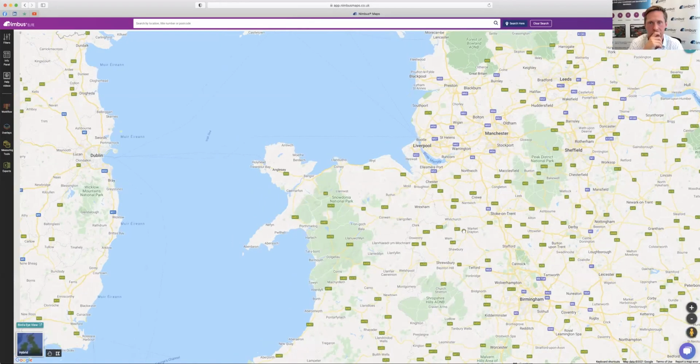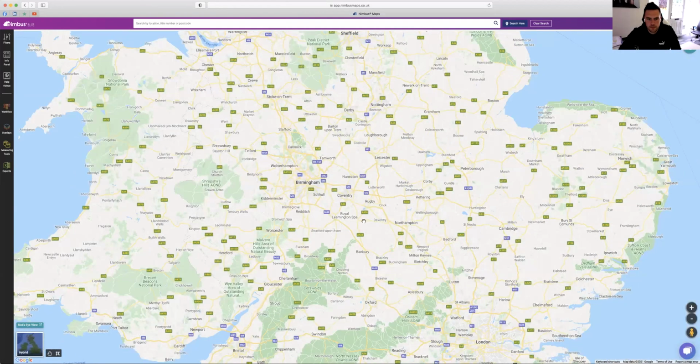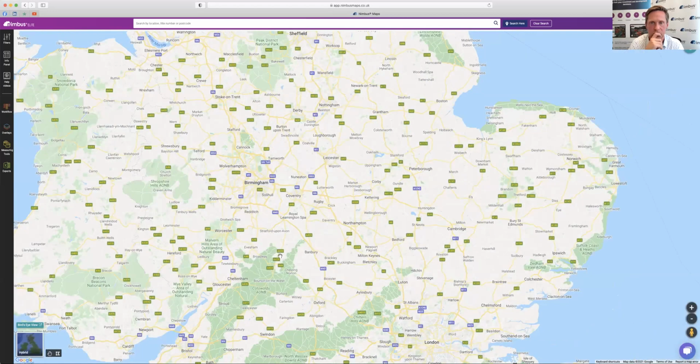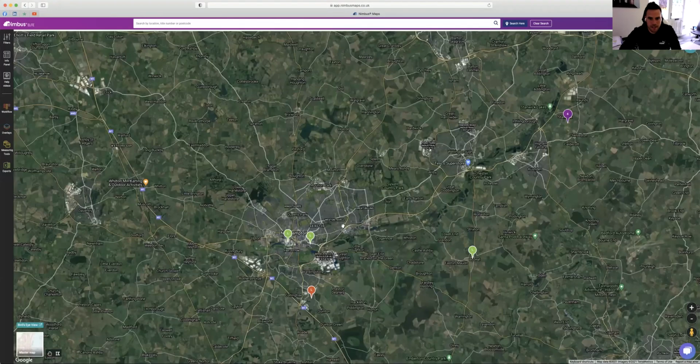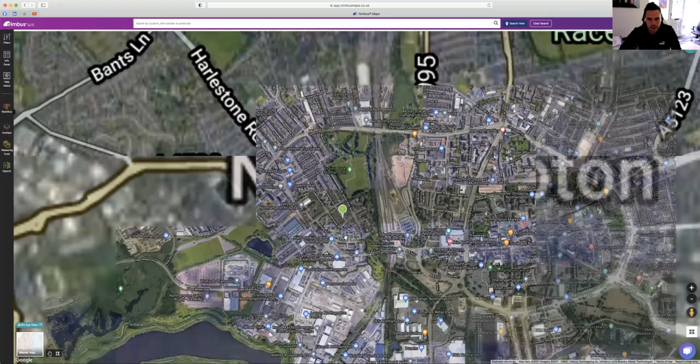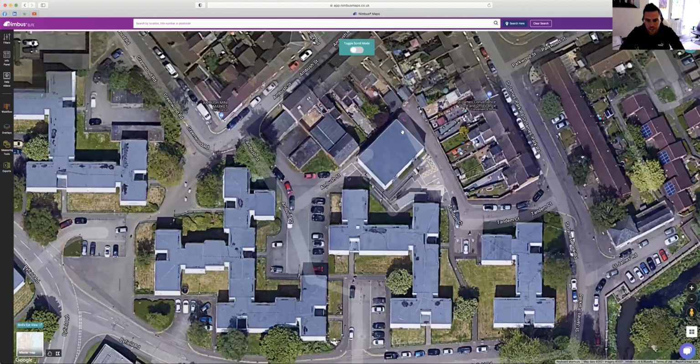Yep. So if I just zoom into Northampton. Put the satellite view on there. So this is kind of where we're based, this sort of area here. Now, I know this area well because that square building there is our first ever project that we built, and that's 8 new build houses.